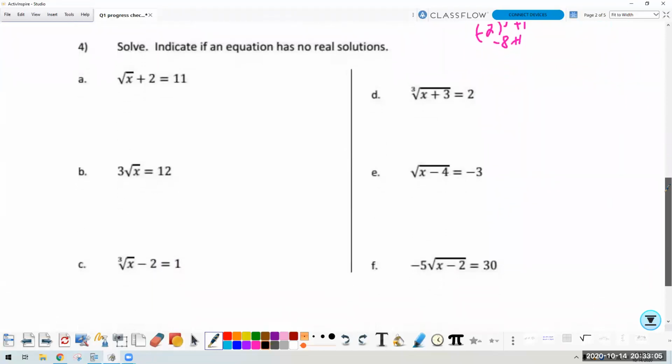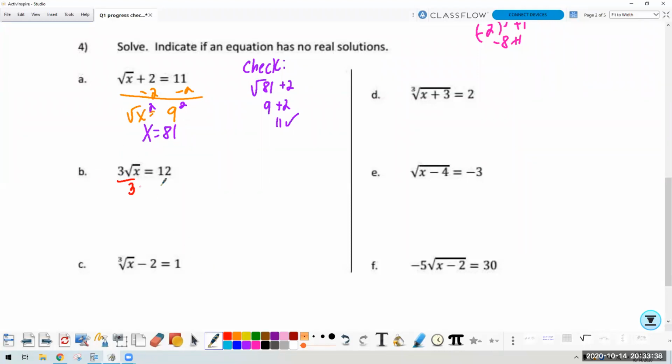Solve. Indicate if there is no real solution. Okay, so I'm going to use my inverse operations to solve. Subtract 2 from both sides. Square. I get x is 81. And anytime you start with a square root, you have to check your answer to make sure it's not extraneous. And that equals 11, so 81 is my answer.